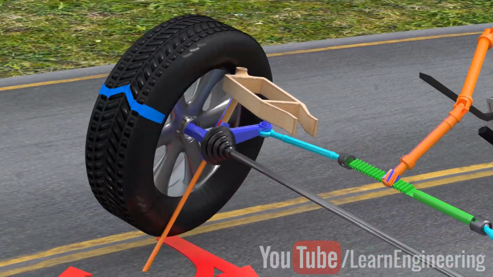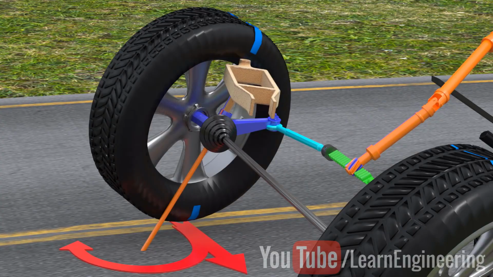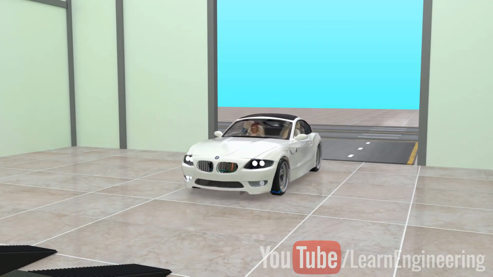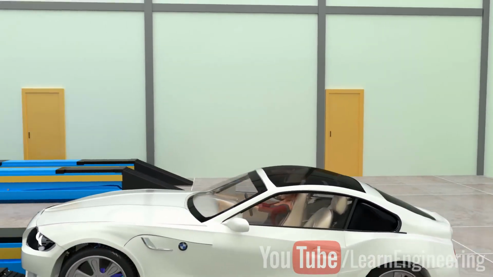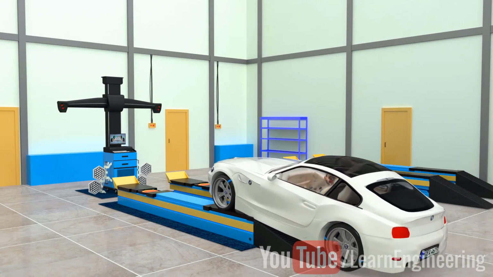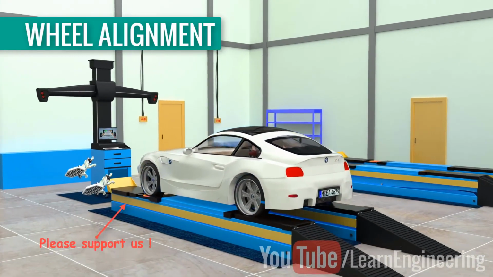It is clear from these discussions just how critical the caster angle is for a vehicle's straight-line stability. The caster angle is not adjustable on modern cars, but if during the wheel alignment operation any variation is found due to wear and tear of the connected parts, the issue should be fixed.